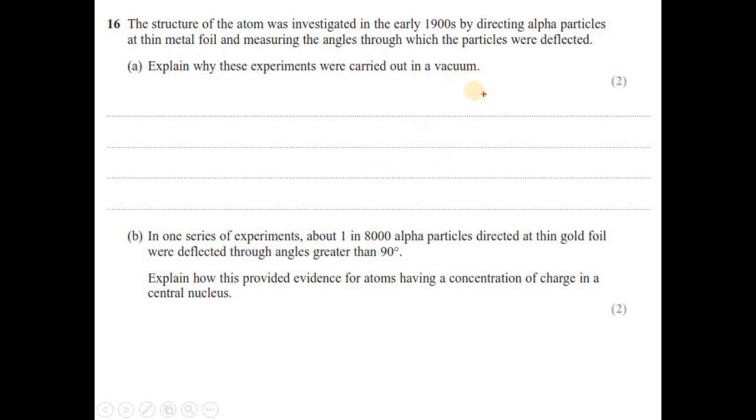It's just to avoid any collision between the alpha particles and the air particles. It is possible that the alpha particles are absorbed by the air and do not reach the foil. It's just one reason you can write here: to avoid the collision, which can stop the alpha particles before reaching the gold foil.